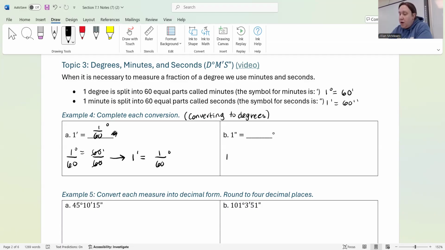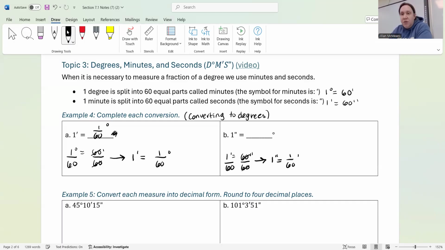Well, we know that 1 minute equals 60 seconds. So let's start there, okay? Let's first convert seconds to some portion of a minute, and then we can go from there. So I need to divide both sides by 60. 60 divided by itself is 1. So that tells me 1 second is 1/60th of a minute.